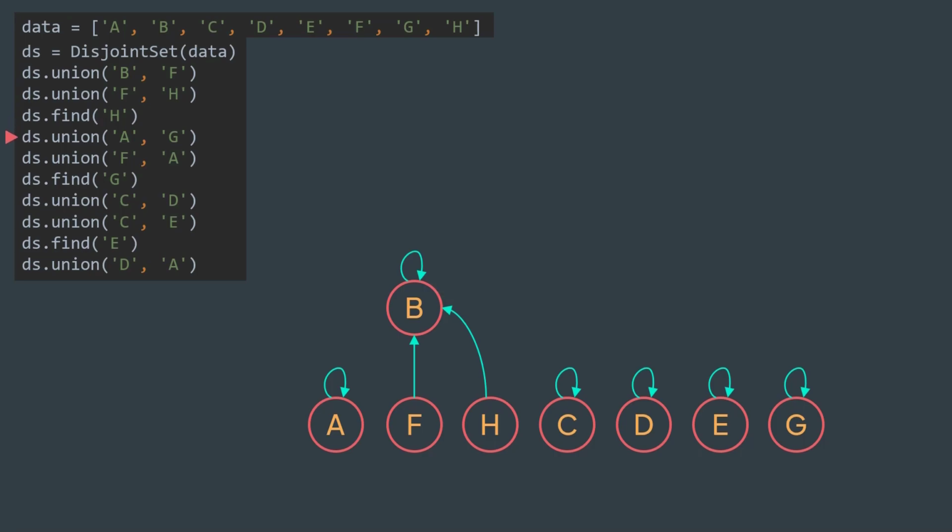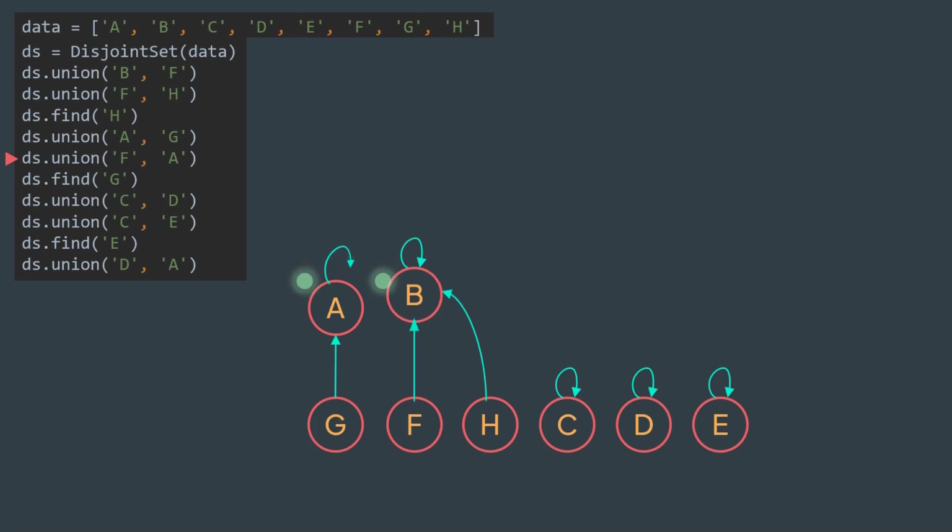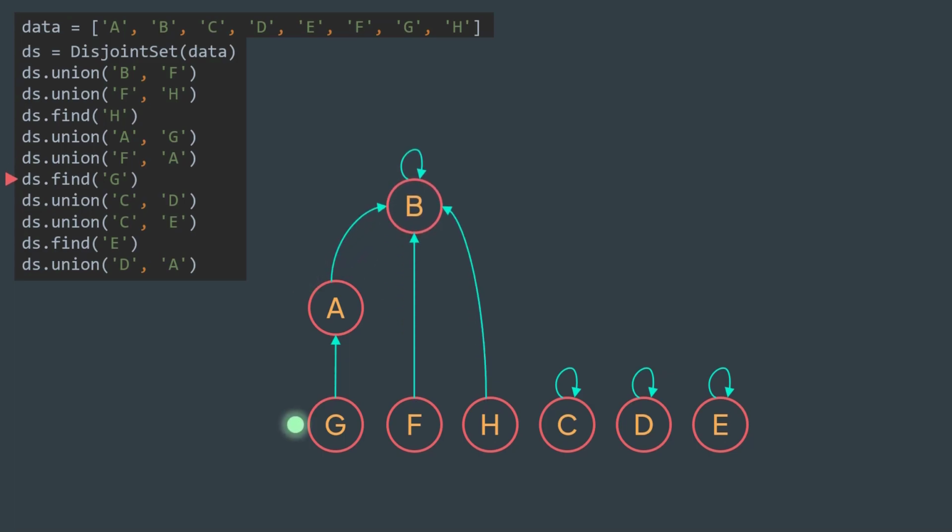Then the union of A and G. A is the root, same thing for G, and we set A as the parent of G. Then the union of F and A. The root of F is B, and the root of A is itself. We set B as the parent of A. Then find G. From G we go to A, from A we go to B, and B is the root.